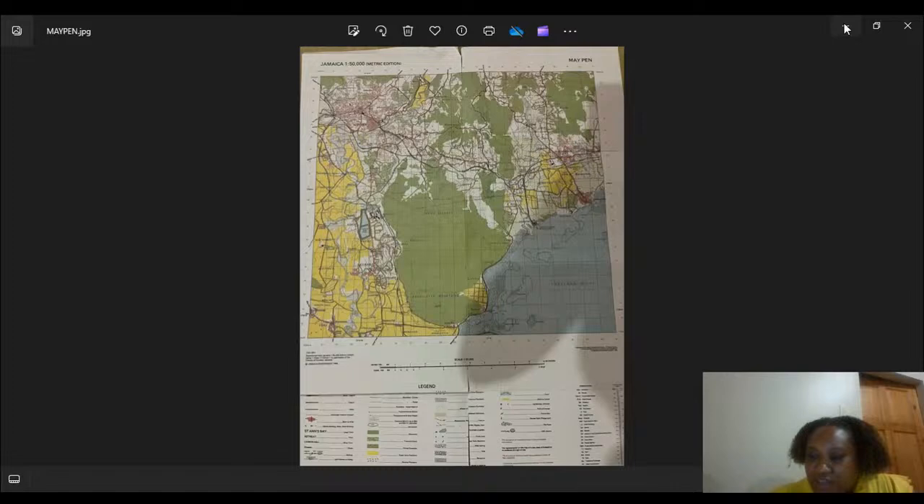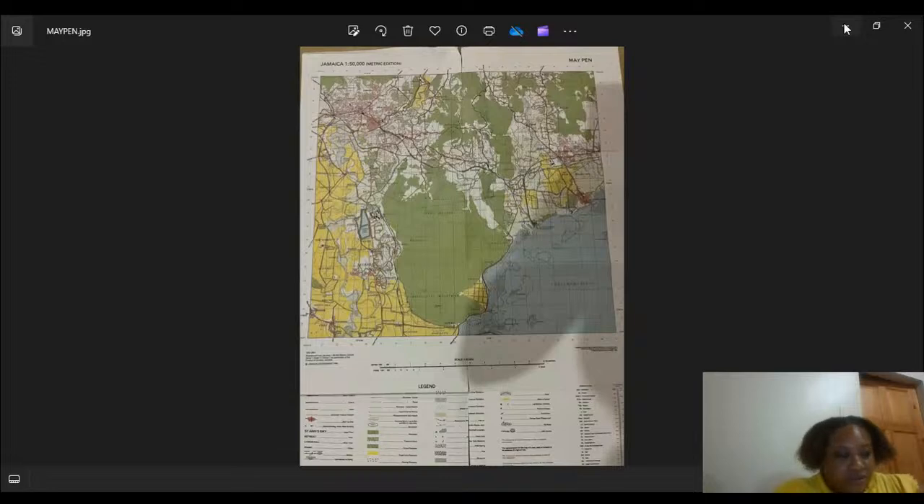Study the map extract of Mapen, Jamaica. Describe the distribution of vegetation in the area of the map extract south of Northing 41. I think some of these questions look more like a CAPE question. I don't know where they got the questions really. All right, so if we look at it, in the key, you should see that there are different vegetation.